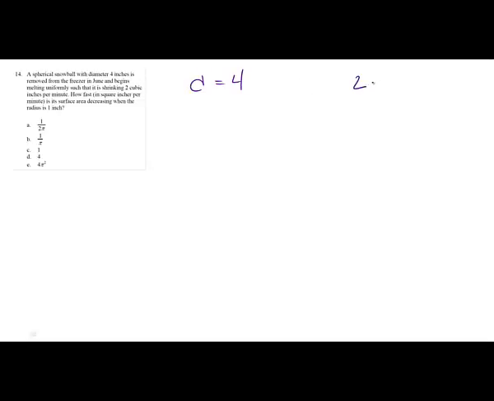Okay, so it says 2 inches cubed per minute. What's that related to when it's cubed? Volume. So that's your dV/dt. Okay. How fast in square inches per minute is the surface area decreasing when the radius is 1 inch?